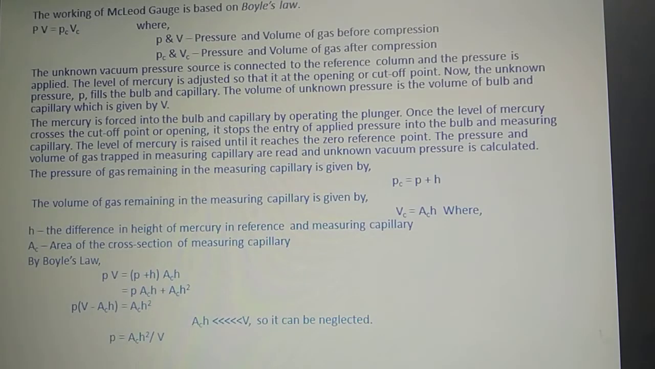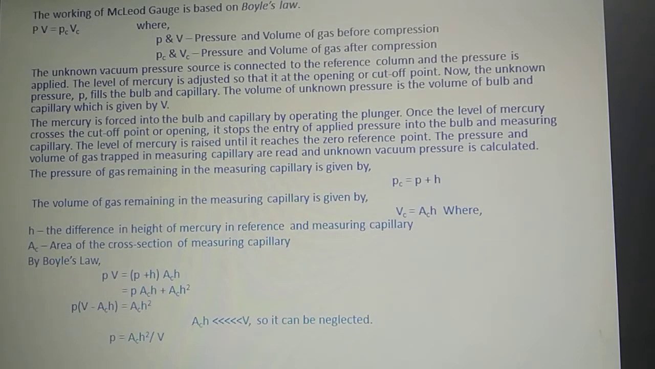Once the level of the mercury crosses the cutoff point or opening, it stops the entry of the applied pressure into the bulb and the measuring capillary. The level of the mercury is raised until it reaches the zero reference point. The pressure and volume of the gas trapped in the measuring capillary are read and the unknown vacuum pressure is calculated. The pressure of the gas remaining in the measuring capillary is therefore given by PC, that means the pressure after compressing the gas will be equal to the pressure plus the height of the liquid column, or the mercury column, I can say.